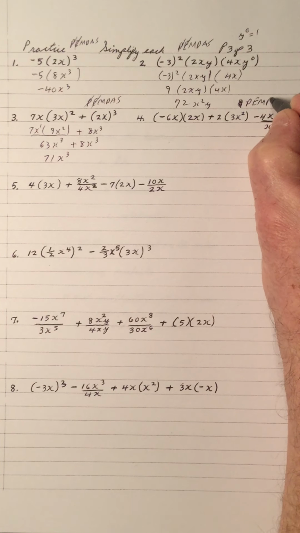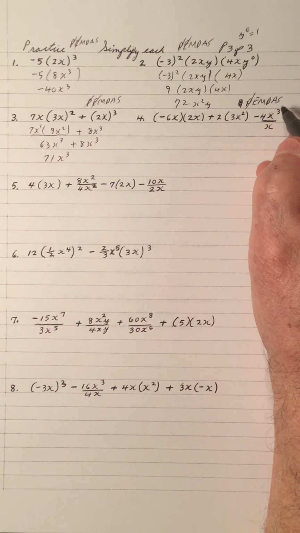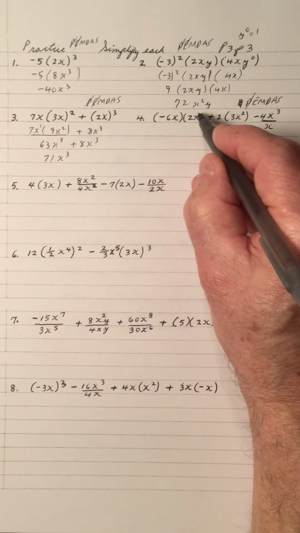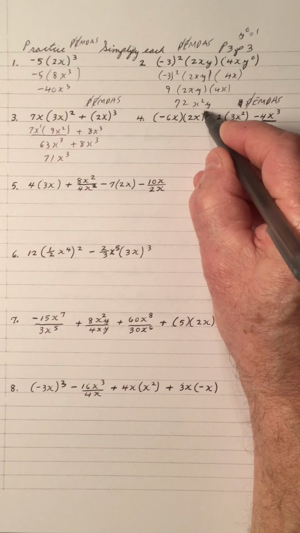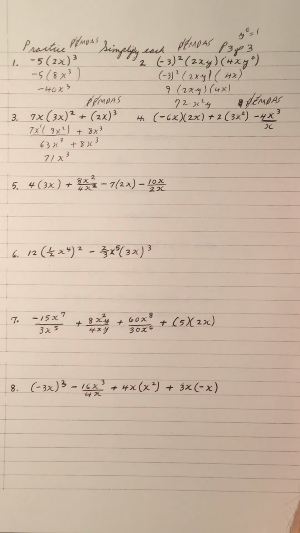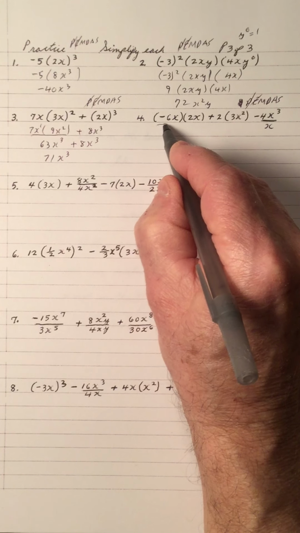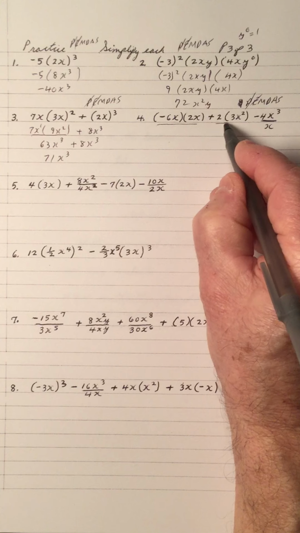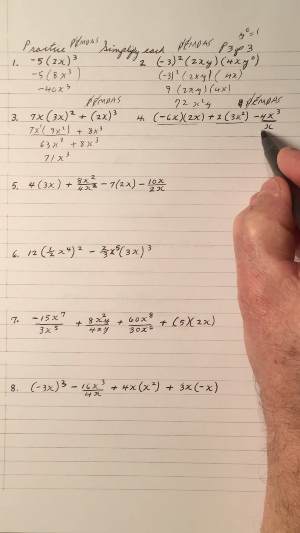PEMDAS. The inside of this one is okay. The inside of this one is all right. The inside of this one is okay. So inside the brackets are okay. Now I have to do any exponents. No exponent there, only a 1 and a 1. So don't have to worry about that. Now I have to do multiplication, division, left to right. So let's see. I have to do that multiplication and that multiplication, and I have to do this division.